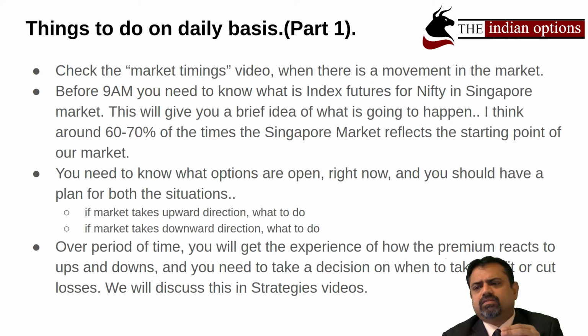For example, if the market goes up 50 points, what will you do? You have open contracts right now. If the market goes up 50, then probably you'll get 20-25 rupees as premium. Do you want to get out of the stock or not? This decision has to be made well before the market opens, so that you are prepared for any eventuality. It should not be a surprise where you ask, what should I do now? Because at that time you don't have much time. You'll be earning or losing money by the minute, and the premium goes up and down very fast.